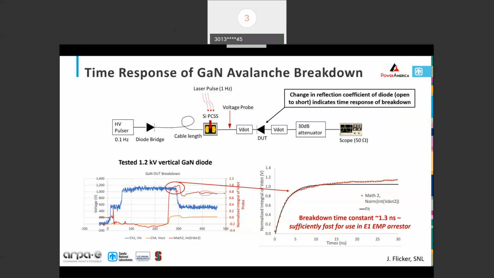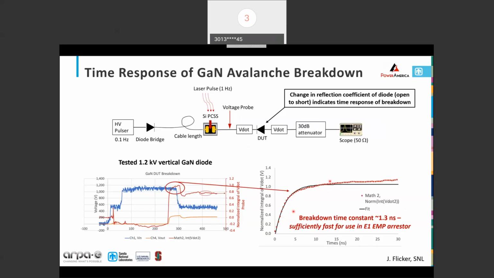And the one I want to focus on is this voltage probe shown here, this red trace. And you can see this transition here. If we expand that out and fit an exponential curve, there's some little increase out here we're thinking about still, but it fits decently, and we get a time constant of about 1.3 nanoseconds, which really is an upper bound because there's a time response in the system that's involved in this. But this is sufficiently fast to use as that EMP arrestor.